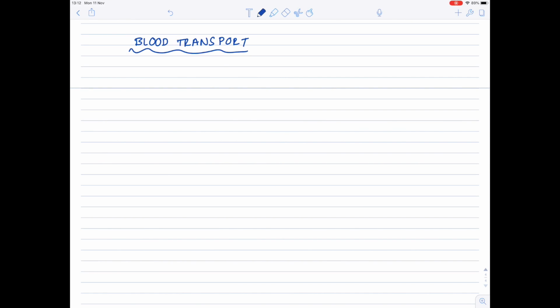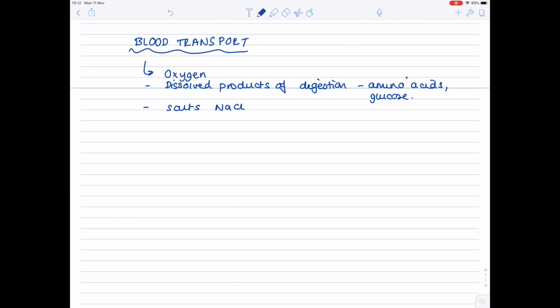So first of all, we'll start by listing the sort of substances transported in the blood. So that includes oxygen, dissolved products of digestion, such as amino acids and glucose, salts, which obviously includes table salts, so sodium chloride, so that will be both sodium and chloride ions, and then urea, which is a breakdown product of protein digestion.